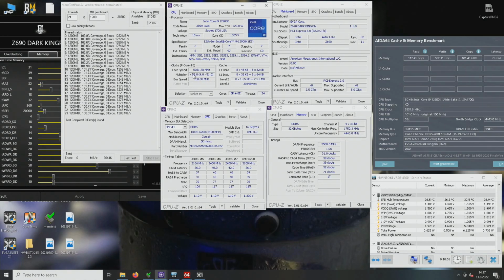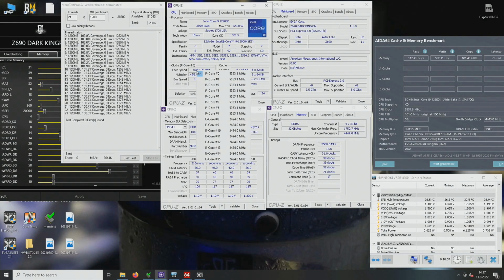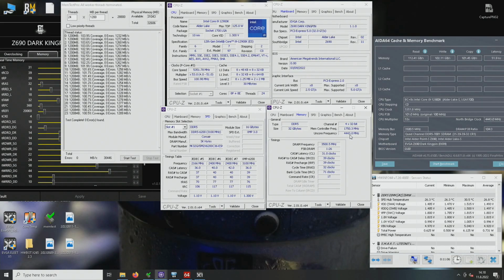So this result was achieved with a base clock of 101 megahertz. CPU P cores were running at 5350, E cores with a multiplier of 40, so 4-something gigahertz, and cache at 4443, and memory was at 7000 megatransfers per second, 31, 39, 39, 32, and command rate 1. Most of the subtimings were left on auto, only a few were set manually, like for example tRFC.